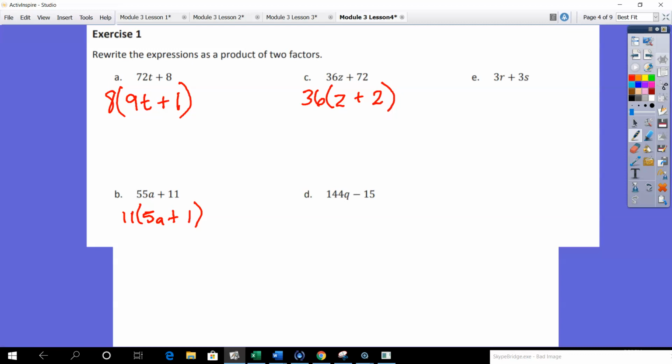Okay, on D, our common factor here is 3. So 3 times 48q would have given me 144q, minus 5 times 3 is 15. And then finally, E. Okay, so our common factor here is 3. 3 times r plus s.